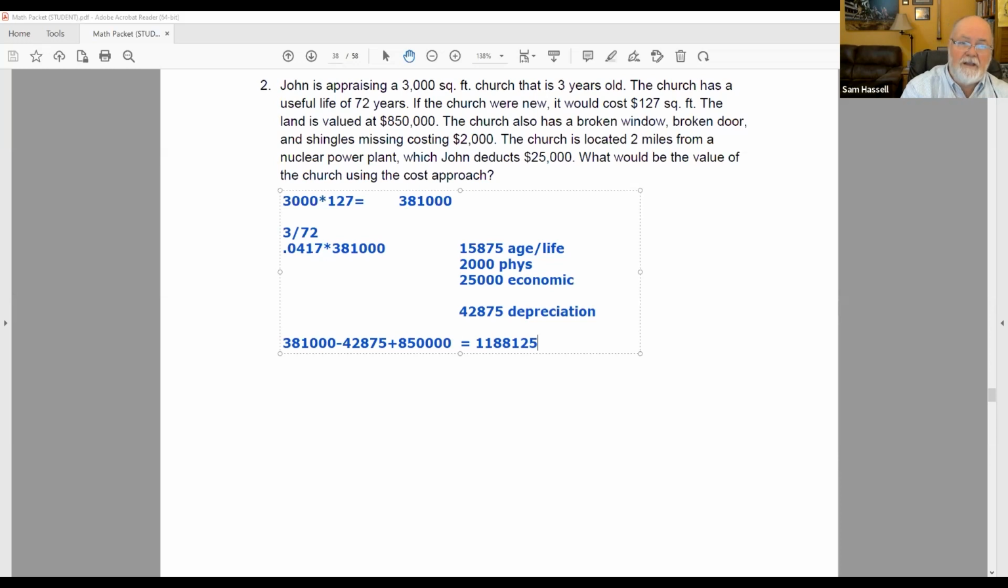So we used 3/70, which would be our age over life, and came up with 15,875. Less our physical depreciation, less our economic depreciation, that's going to be 42,875 total. We're going to take that off. Take our 381, which is our cost to rebuild, minus that 42,875, plus the 850,000, and that's going to give us the current value of that property.